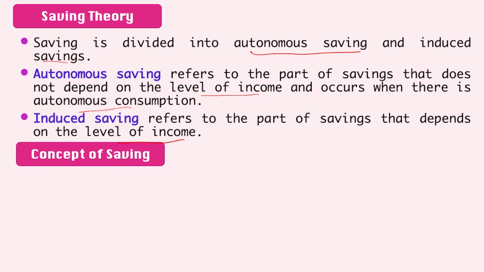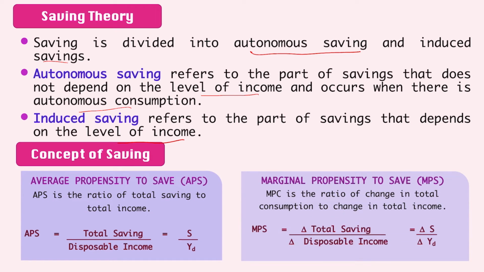Autonomous saving is independent of income, and induced saving depends on the level of income. For example, if your income increases, induced saving also increases. So let's look at the concept of saving. It's quite similar to consumption theory. Under this theory, we have the average propensity to save, APS, and MPS.